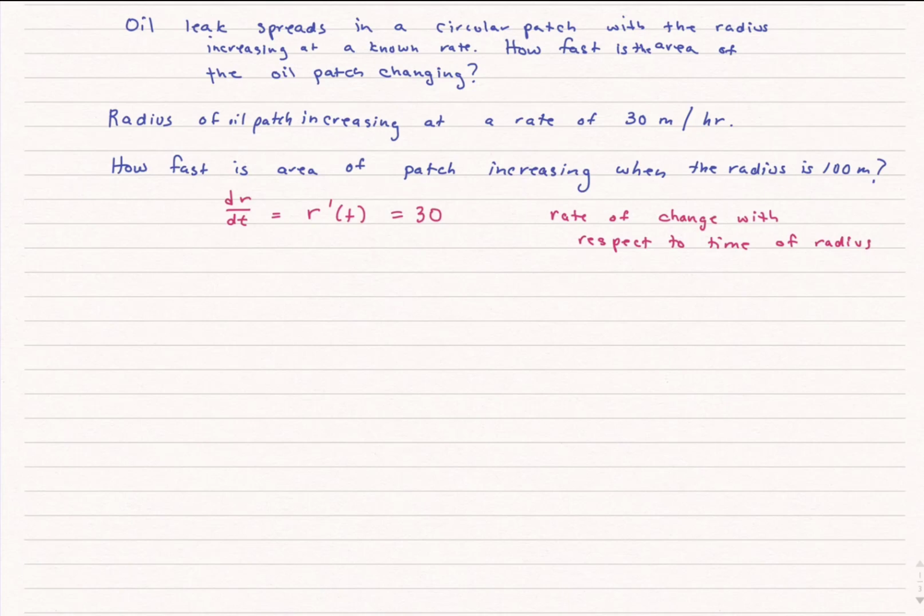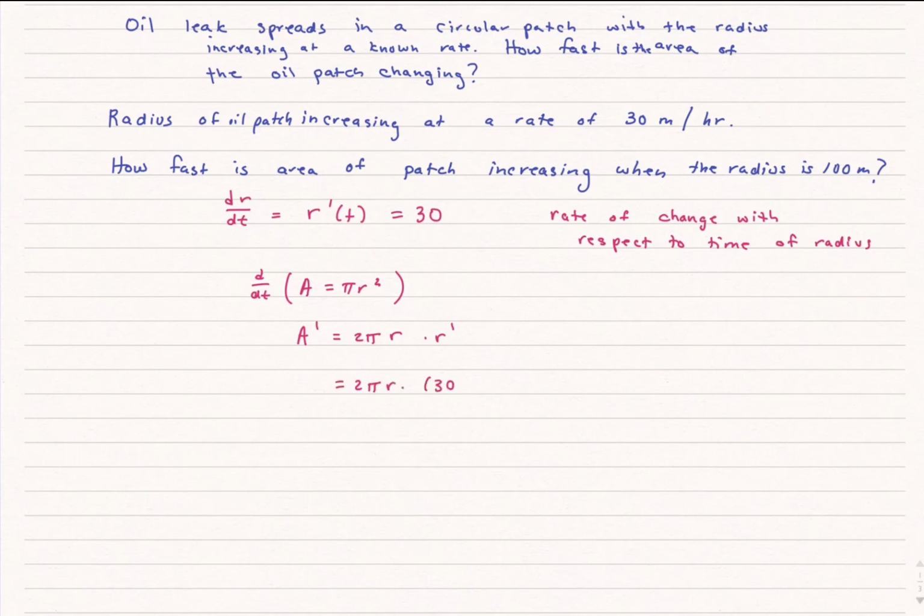So now I need to come up with an equation for the area of this oil patch. Since I know this is going in a circular patch, the area of a circle is pi r squared. So this is my area. If I now want to find the derivative of A with respect to time, I'll take the derivative of both sides. So the derivative of A with respect to t is simply A prime, and on the right hand side I'm using implicit differentiation because again r is a function of t, so the derivative would be 2 times pi times r to the 2 minus 1 power, or r, times the derivative of r, r prime.